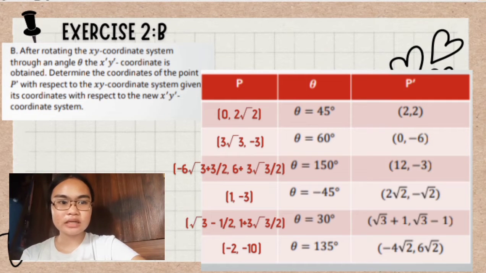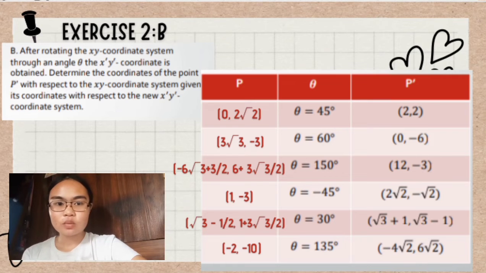For number 3, the P dash is 12 and negative 3. The theta is 150 degrees. So the P is negative 6 square root of 3 plus 3 over 2 and 6 plus 3 square root of 3 over 2. For number 4, the P dash is 2 square root of 2 and negative square root of 2. So the theta is negative 45 degrees.